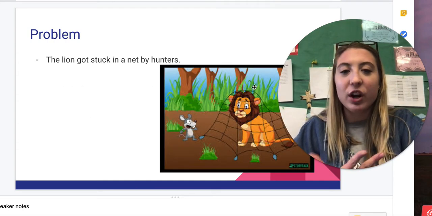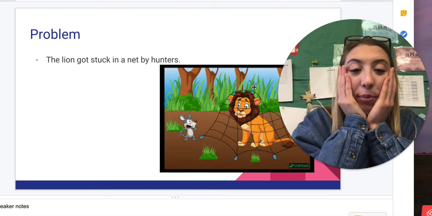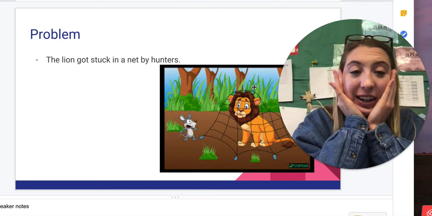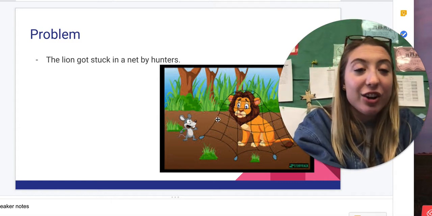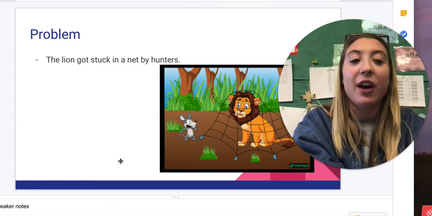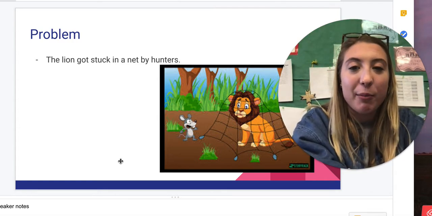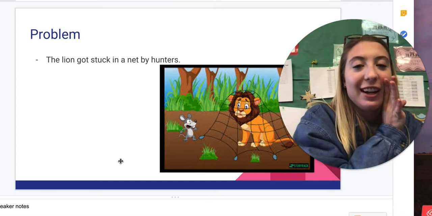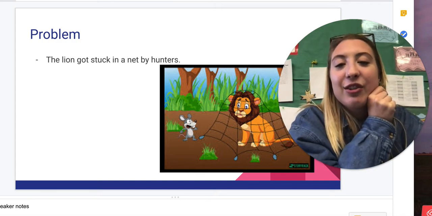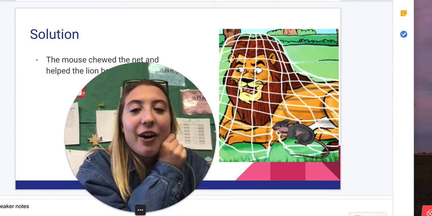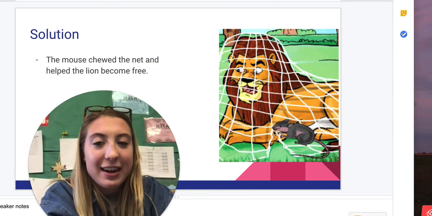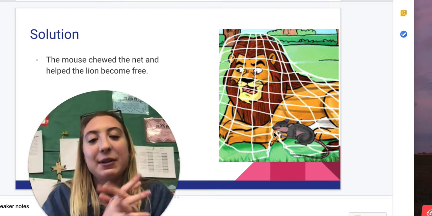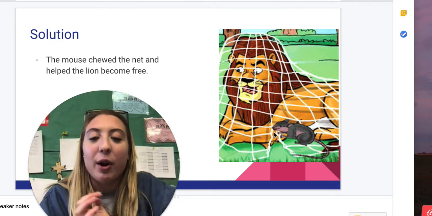Now let's go over the problem. The problem was the lion got stuck in a net. And that's a pretty big problem because the lion couldn't get out. The hunters would have gotten to the lion if the mouse didn't help out. So what was our solution? After the lion yelled and yelled, who heard him? Our mouse heard him and gnawed the net so that the lion could be set free. So that's how our problem was solved.